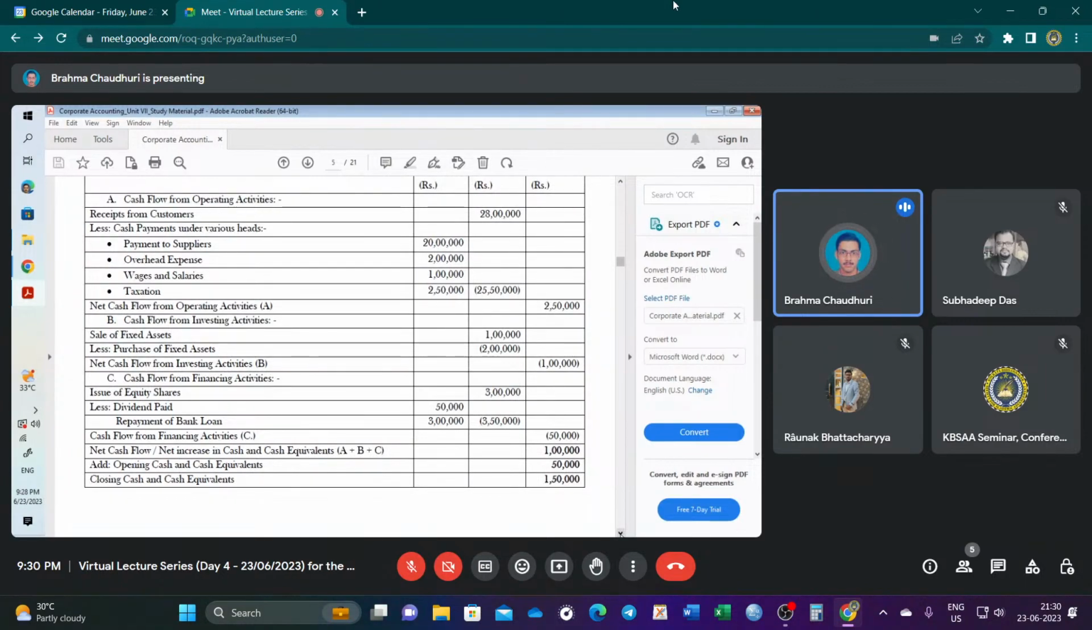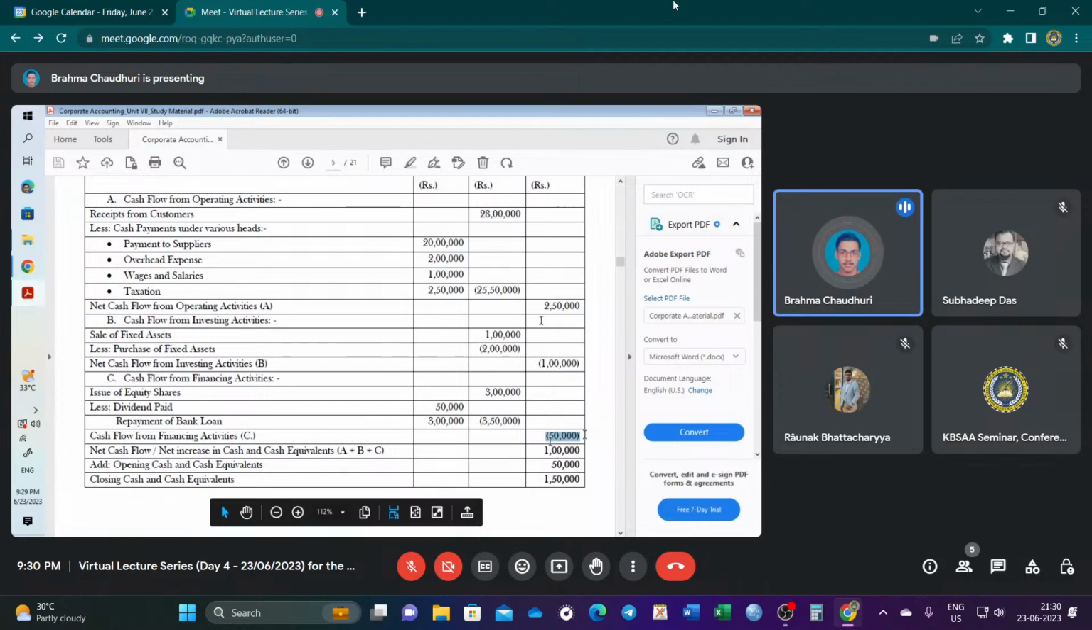They are added, 50,000 and 3 lakh, and we get a result of 3 lakh 50,000. And from this 3 lakh, we deduct this 3 lakh 50,000, and we get a negative result, that is a cash outflow of 50,000. So this is the cash flow from financing activities, negative 50,000, and this negative 50,000 is shown within brackets. This is the cash outflow.